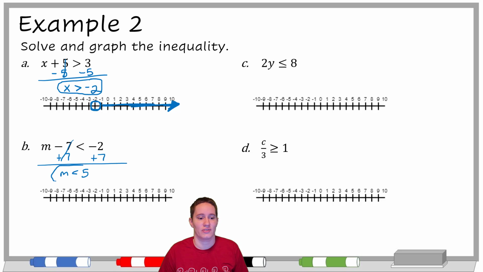So m is less than 5 is part of my answer, and then I ask, is it open or filled in? So I put an open circle at 5 because we're not equal to, and then I think, okay, which direction am I going to shade this? The numbers less than 5 are to the left, so this way.